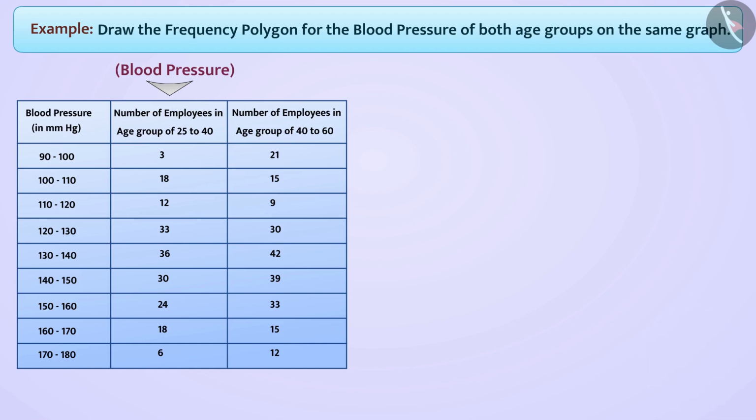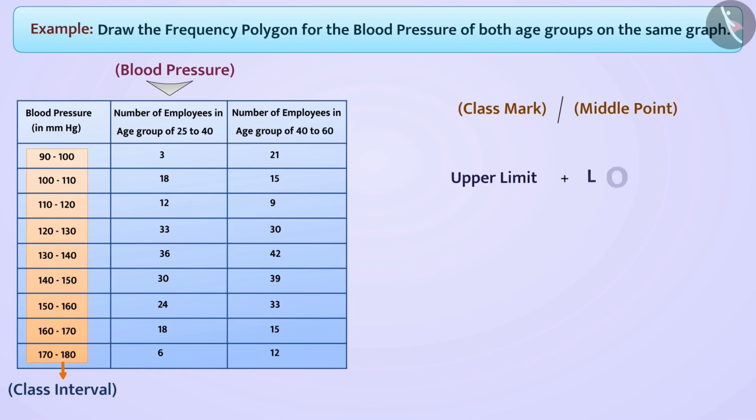Let me tell you, here we have to show both age groups in the same graph. For our convenience, we will draw a frequency polygon without drawing a histogram. First, we will find the class mark, that is, the middle point of each class interval. For this, we will divide the sum of the upper limit and lower limit of each class interval by 2.